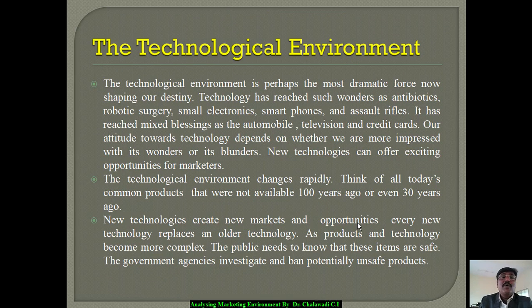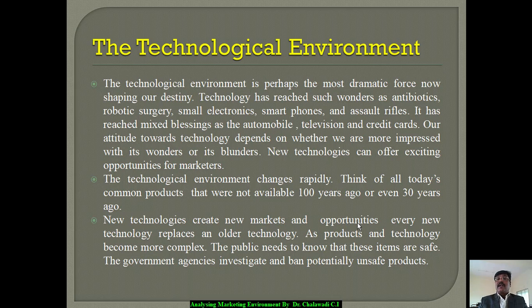And another very important thing is the technological environment. The technological environment is perhaps the most dramatic force now shaping our destiny. Technology has created such wonders as antibiotics, robotic surgery, small electronics, smartphones, and assault rifles. It has also created mixed blessings such as the automobile, television, and credit cards. Our attitude towards technology depends on whether we are more impressed with its wonders or its blunders.